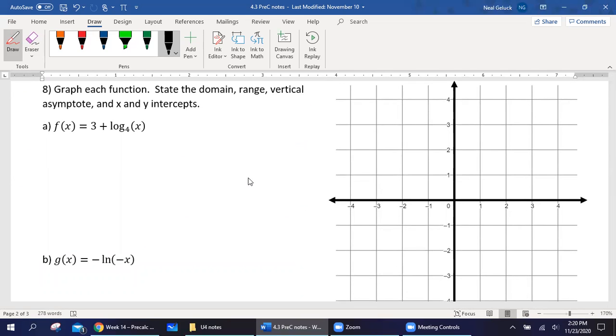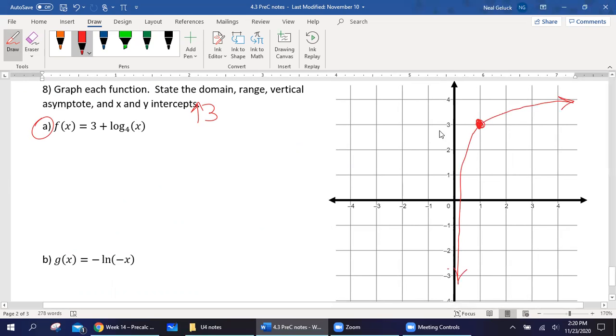Same idea on the next problems. Again, for A, I'll graph this one in red. This is going to be a logarithm, but shifted up 3. I got a plus 3 on it. So again, I have the point that usually hits at 1, 0. It's going to move up 3. So it's going to be at 1, 3. Moving it up does not change the fact that the y-axis is an asymptote. There's no side-to-side movement, so the asymptote's not moving.